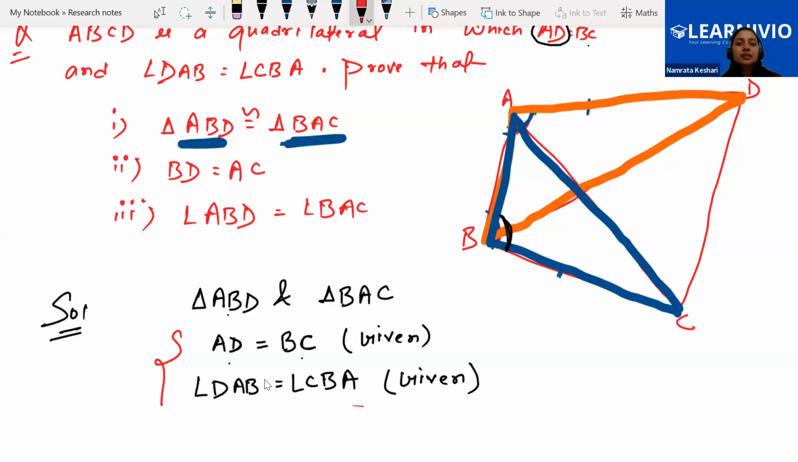Yes, anyone? AD is equal to BC, angle DAB is equal to angle CBA. What else? What else is same? Sazia and Tejas, at least you two are doing it. You already have done, right? If you are saying Tejas ASA, what have you used? Which angle, which side, which angle?